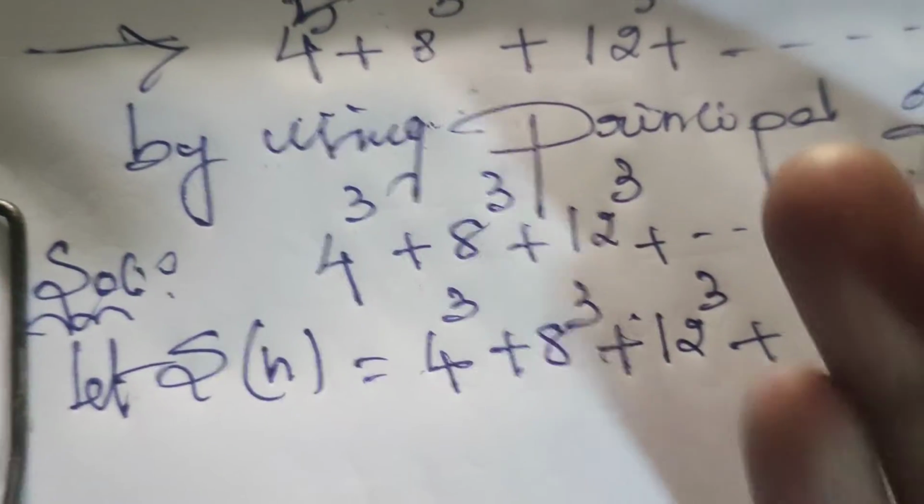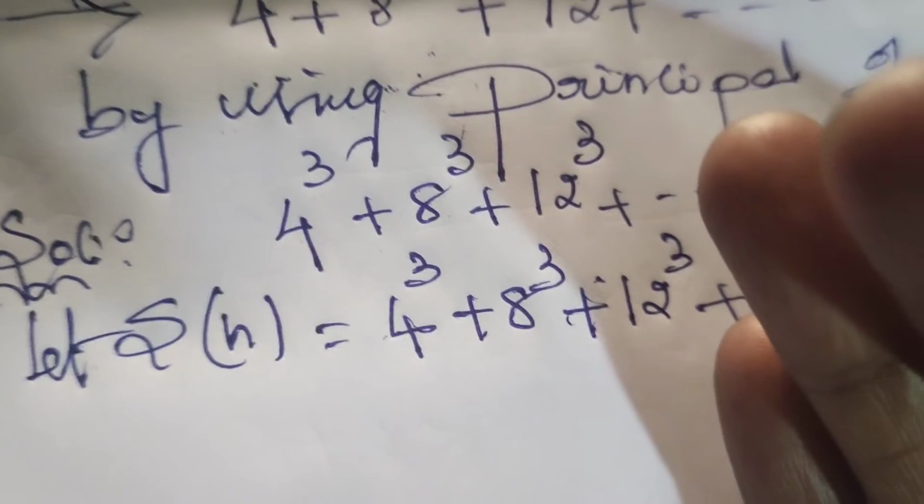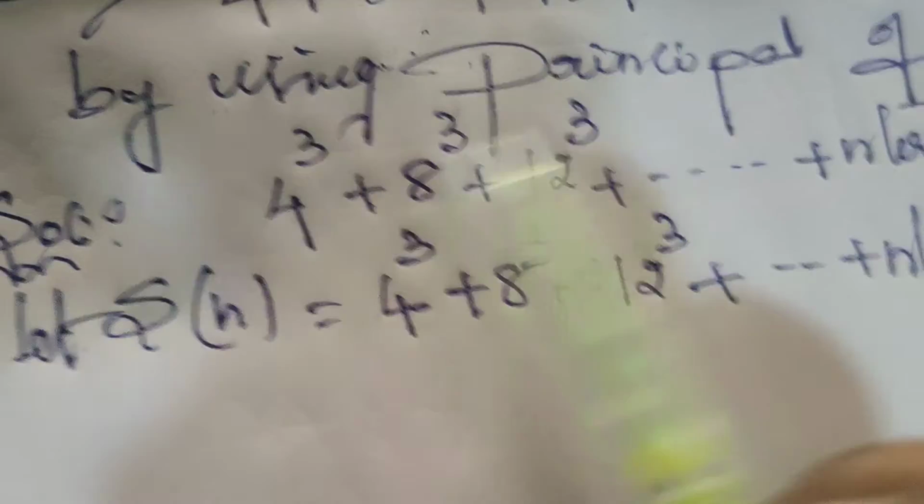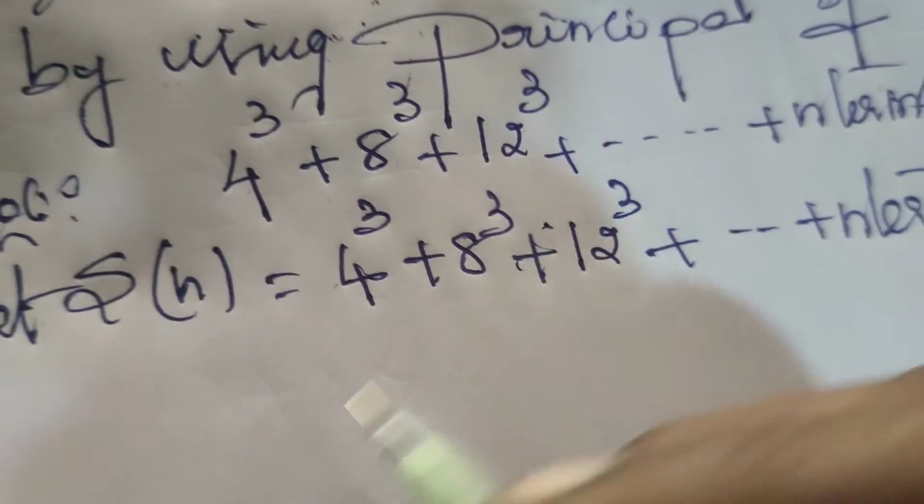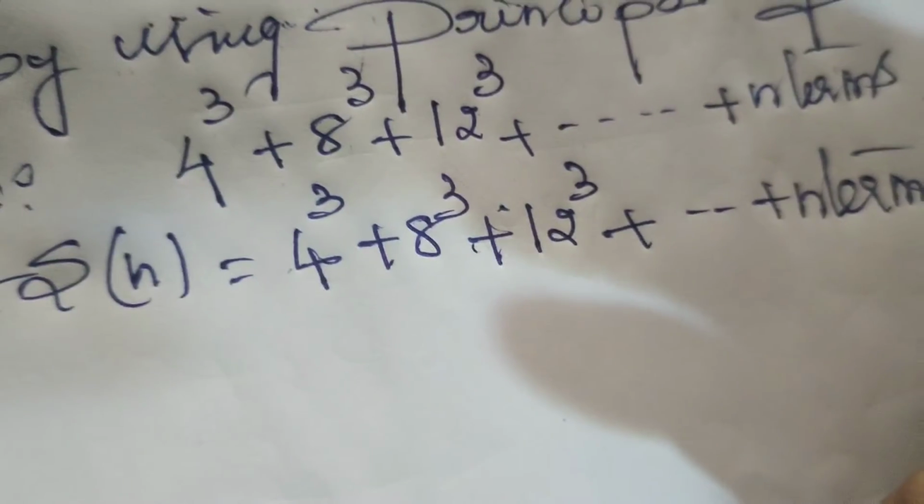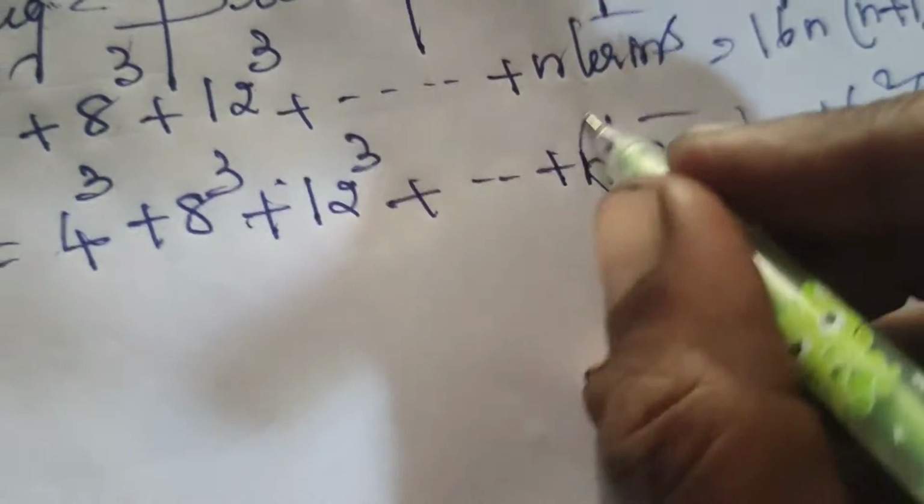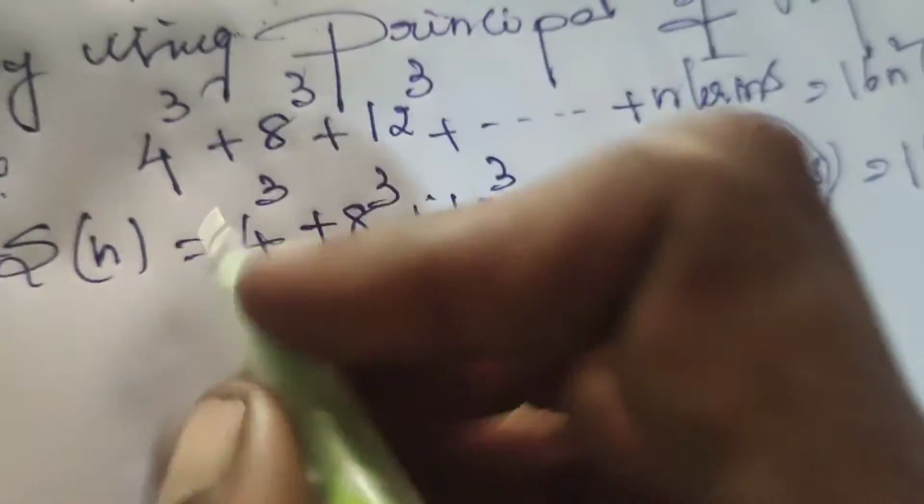By the principle of finite mathematical induction theorem, to prove the given statement S of n, first of all let n equals 1, n equals k and n equals k plus 1. In this n terms, first find out the nth term.